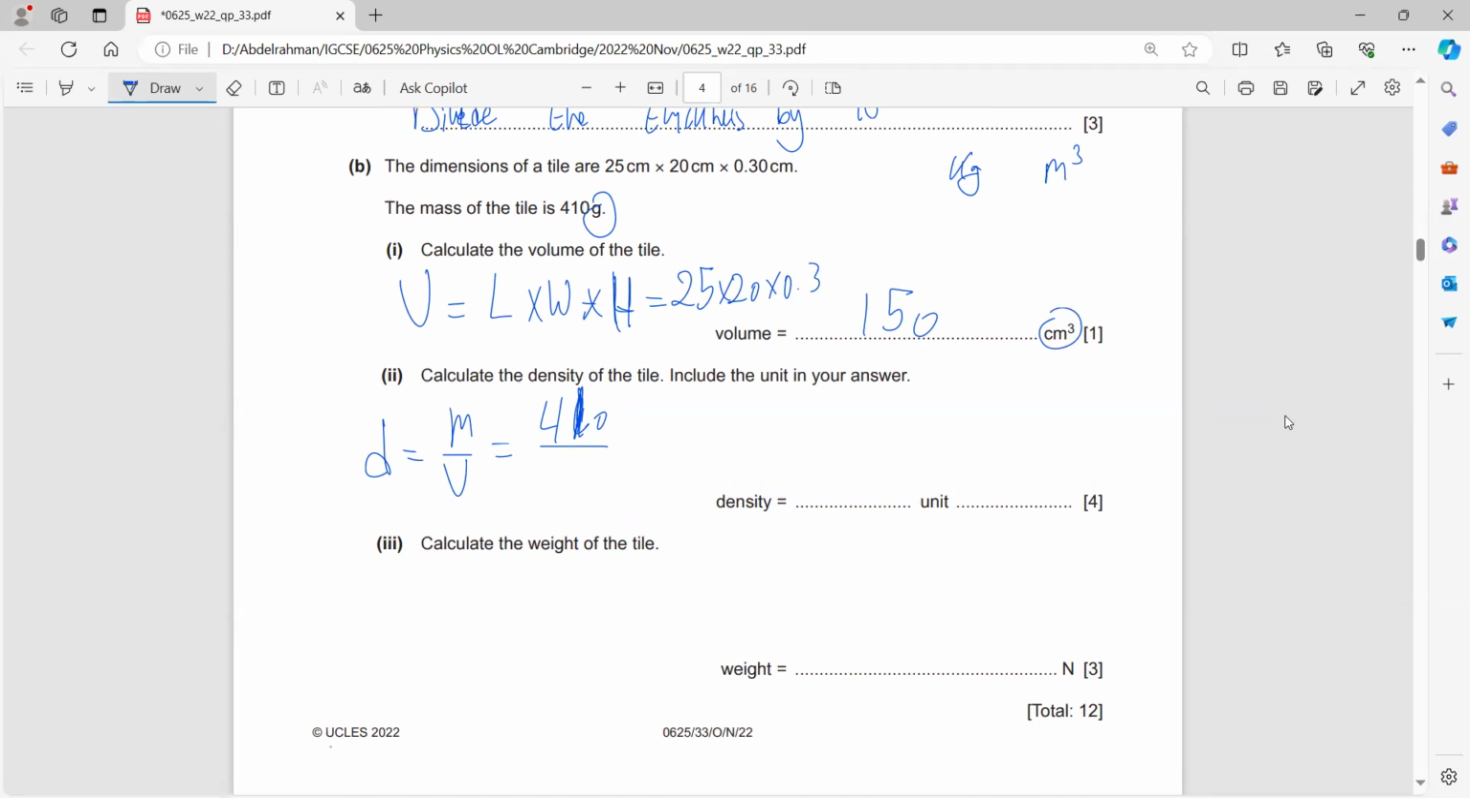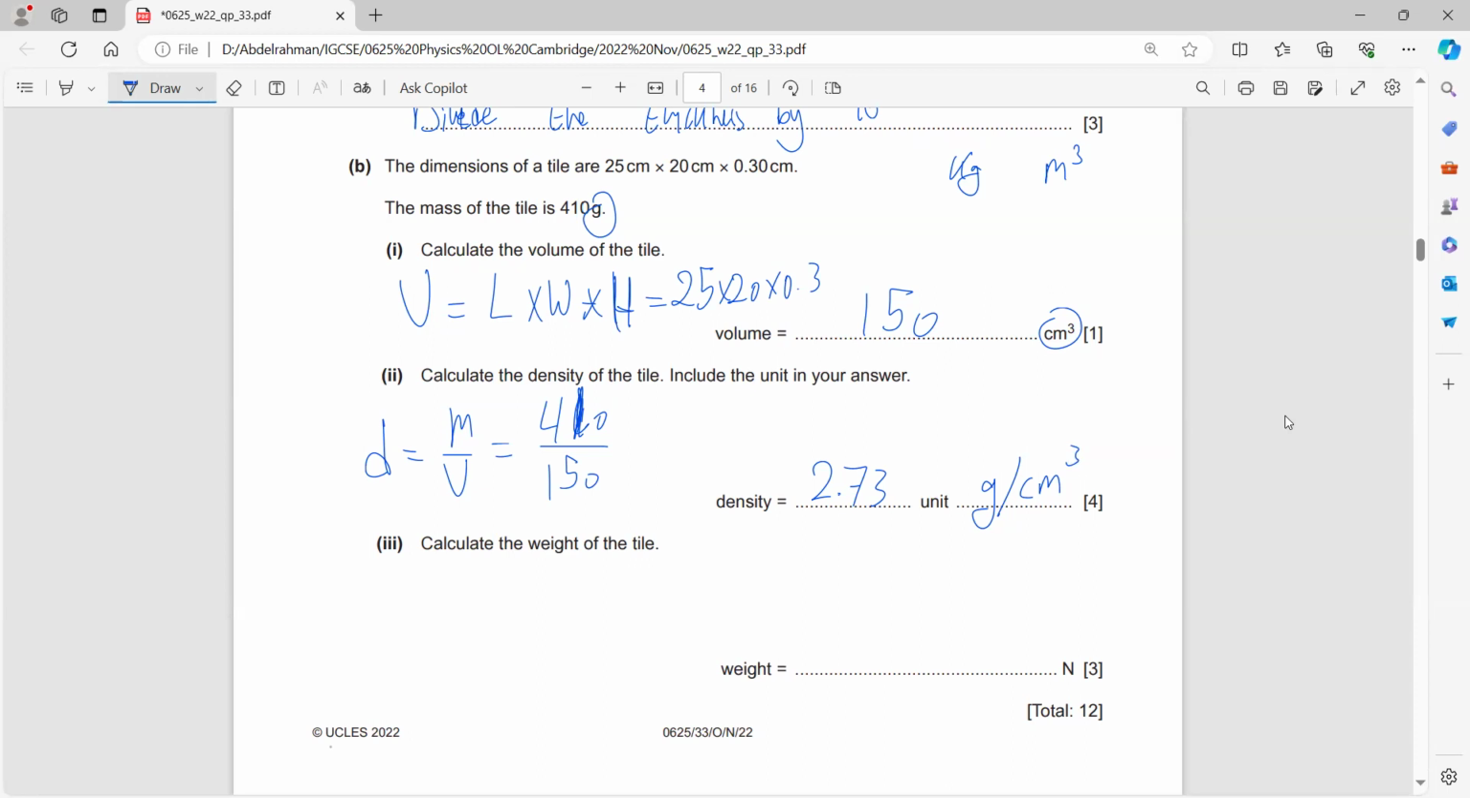Density equals mass over volume. We just found the volume. 410 divided by 150 would be 2.73. What's the unit? Gram per centimeter squared? Cubed, sorry. Cubed.